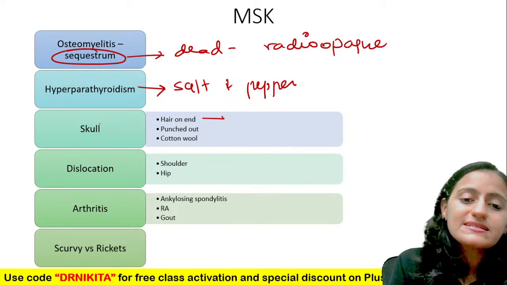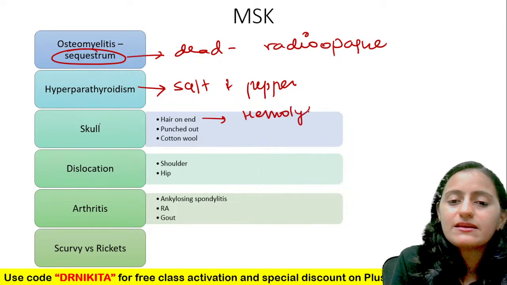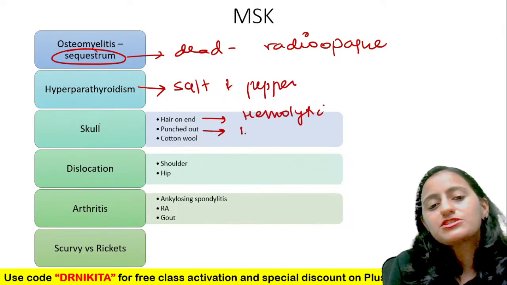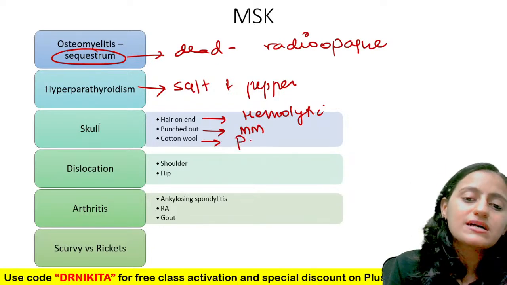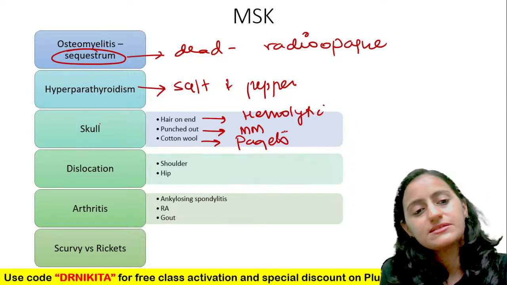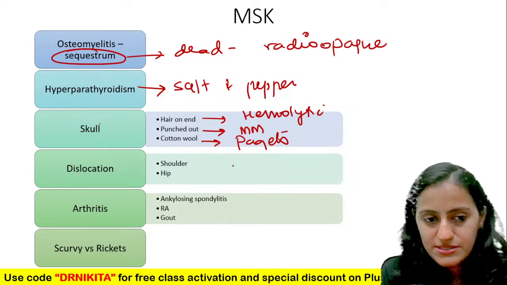In the skull, hair on end appearance is seen in hemolytic anemia. Punched out lytic lesions are seen in multiple myeloma. Cotton wool skull is seen in Paget's disease.